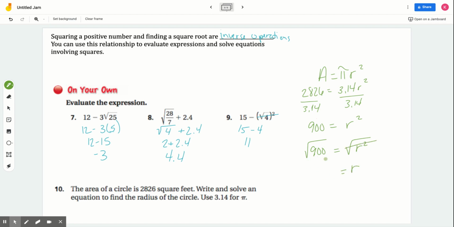The square root of 900. Well, we know that the square root of 9 is 3. So 3 times 3 is 9, but we need the 2 zeros. So 30 times 30, we multiply our 3's, and we can add our 2 zeros. So r is equal to 30 feet.